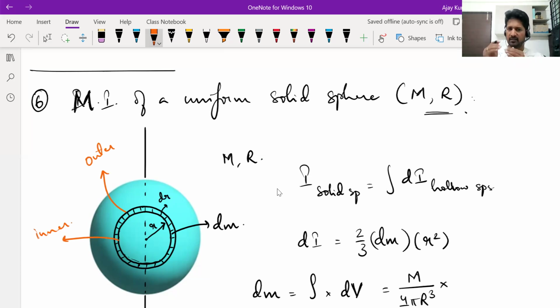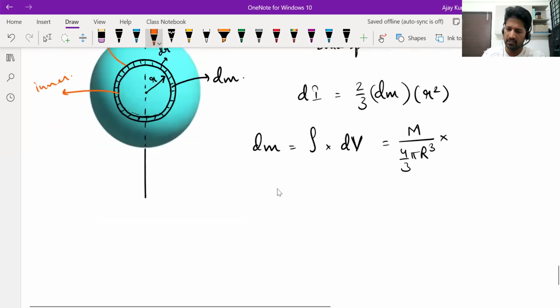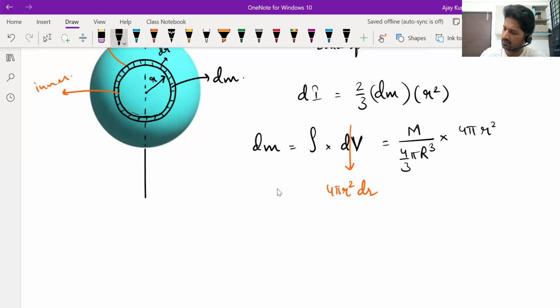But the radius of the outer sphere and the radius of the inner sphere have only a small difference, dr. So when you write the volumes and subtract, you will see that the result is approximately equal to area into thickness. So dV can be written as the area of that sphere, 4 pi small r square, times thickness dr. So 4 pi small r square dr. This is how we get dm in terms of dr.